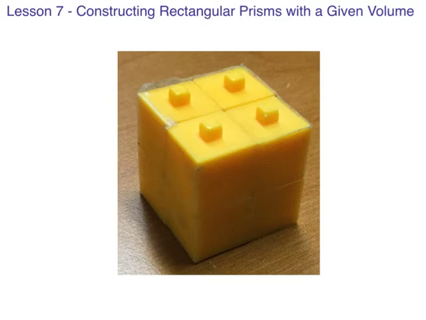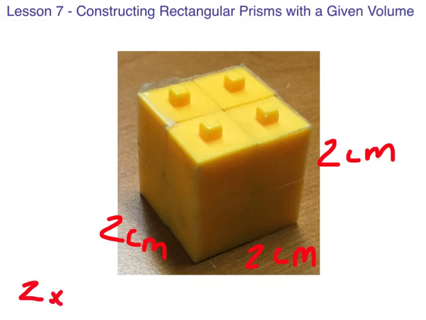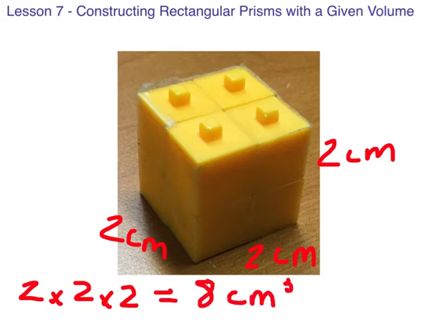We see that the length here is 2 centimeters, the width is 2 centimeters, and the height is also 2 centimeters. So if we apply our formula, volume equals length times width times height, we get 2 times 2 times 2, which equals 8 cubic centimeters.